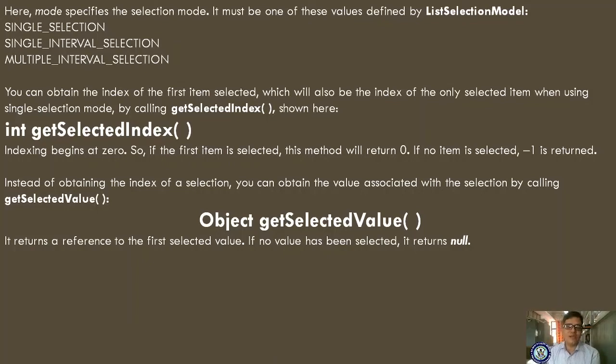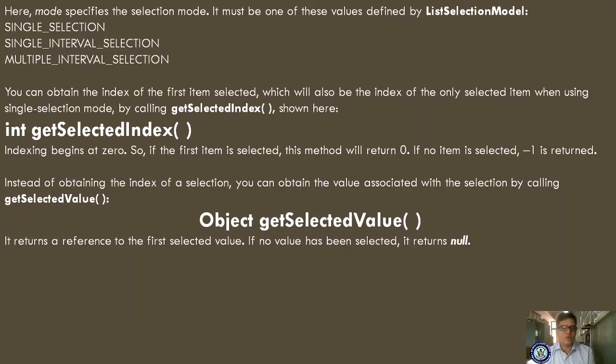Instead of obtaining the index of a selection, you can obtain the value associated with the selection by calling getSelectedValue. By using the name of the item you want to select, you call the method called getSelectedValue. By using this method, you can access the name of the item. It returns a reference to the first selected value. If no value has been selected, it will return null. If the first selected value is selected, it will refer to that value. If it is not referred, then it will return null.